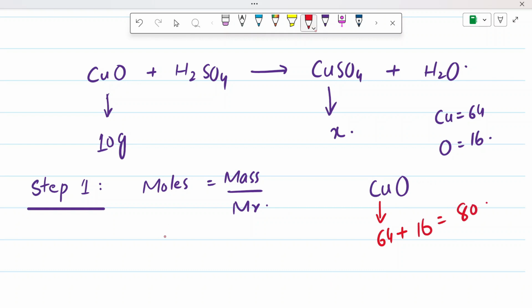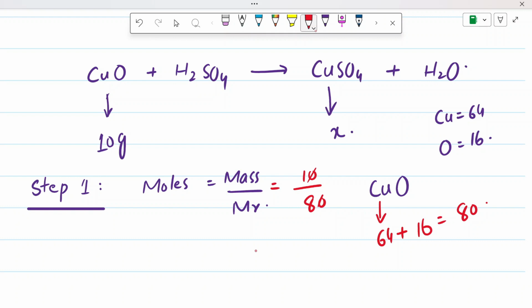Let's plug in the values. The mass given to us is 10 grams divided by 80. So what do we get? Divide 1 by 8. What do we get? No, just divide it. 1 divided by 8.